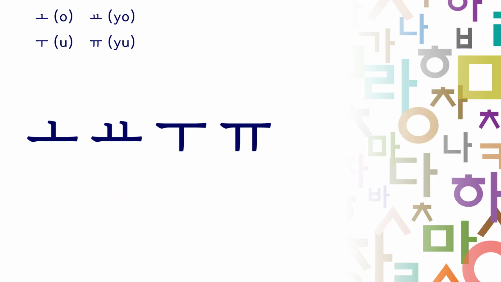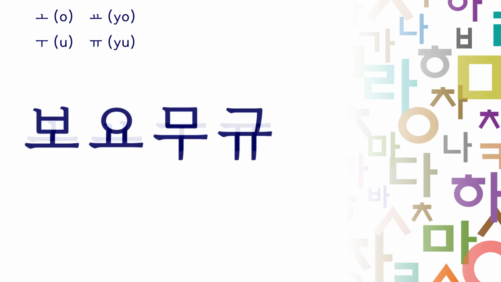Okay, so let's listen to these four vowels again. Let's add them to a consonant letter and form syllables. Now, as these are horizontal vowels, we position them below the consonants like this. Listen to me reading each syllable.